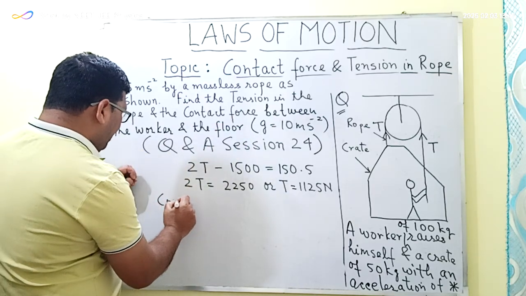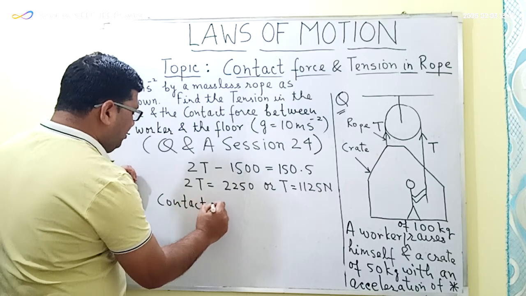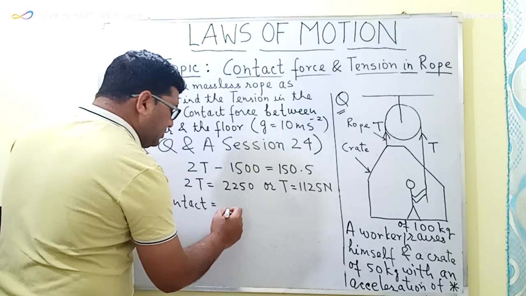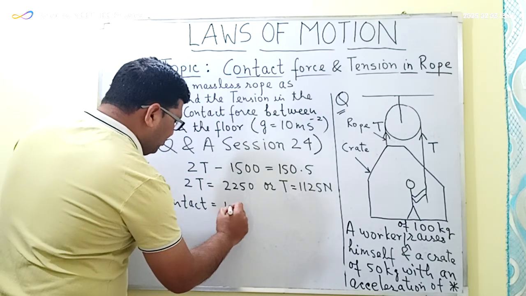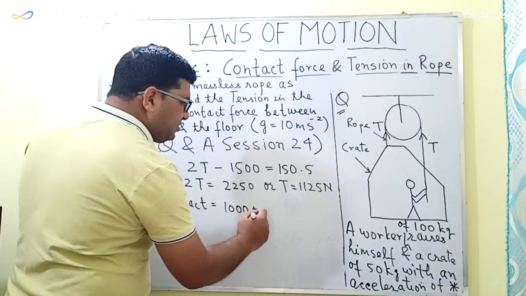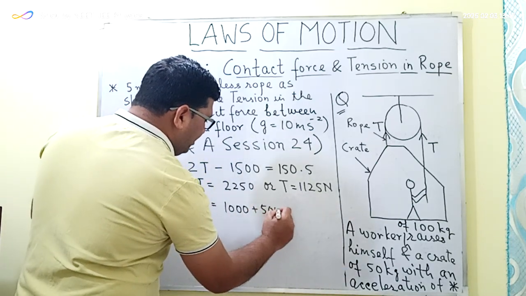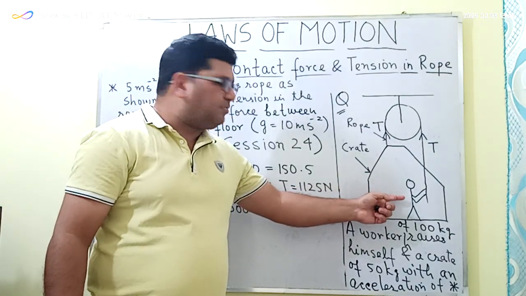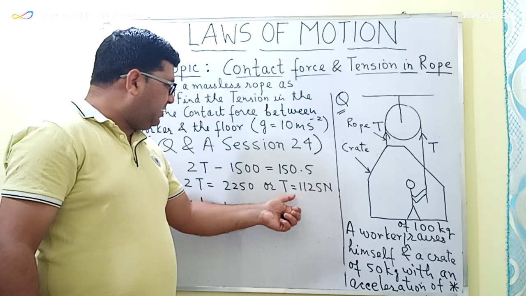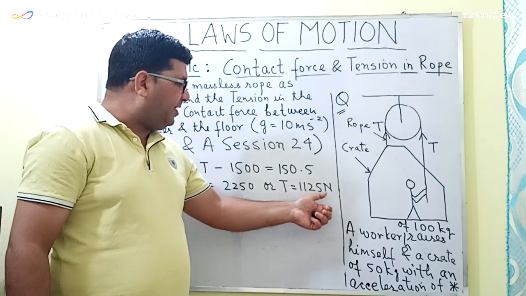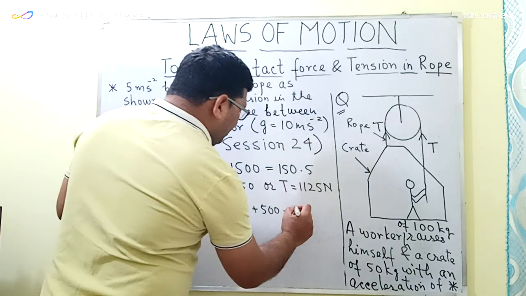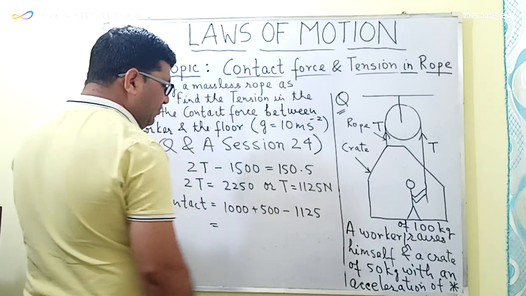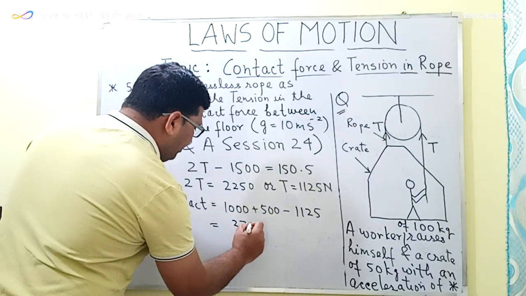Now the contact force will be equal to what? This will be equal to the weight of the man plus the weight of the crate, minus the force applied by this man on the rope. The weight of the man is equal to 1000 newtons, plus the weight of the crate, which is 50 into 10, that is 500 newtons, minus the force applied by this man on the rope, which is 1125 newtons. So the contact force will be equal to 1500 minus 1125, which is equal to 375 newtons.